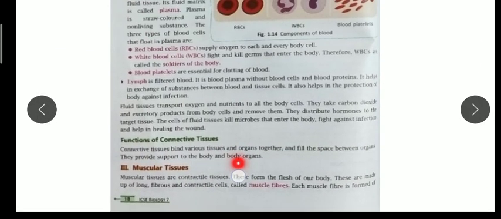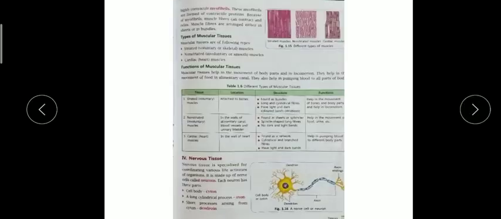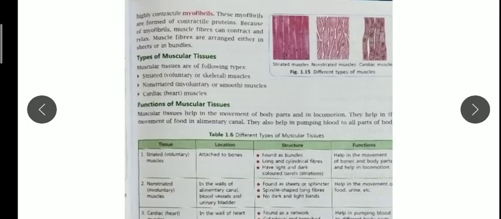Now the third one is muscular tissue. Muscular tissue is a contractile tissue. These form the flesh of our body. The whole skeleton is covered by the muscles, and through the muscles only we can do movement. These are made up of long fibrous and contractile cells called muscle fibers. Each muscle is formed of myofibers. You can see figure 1.15, striated, non-striated and cardiac muscle.